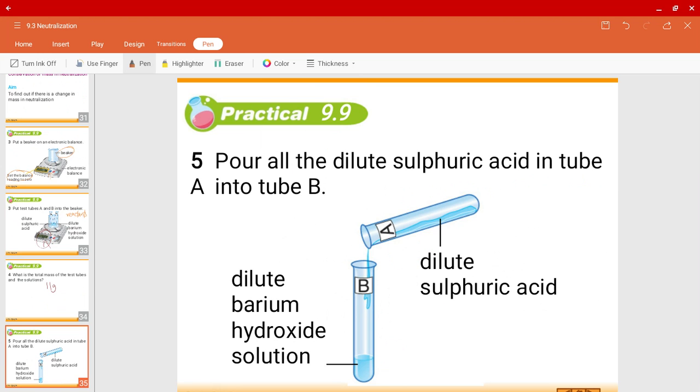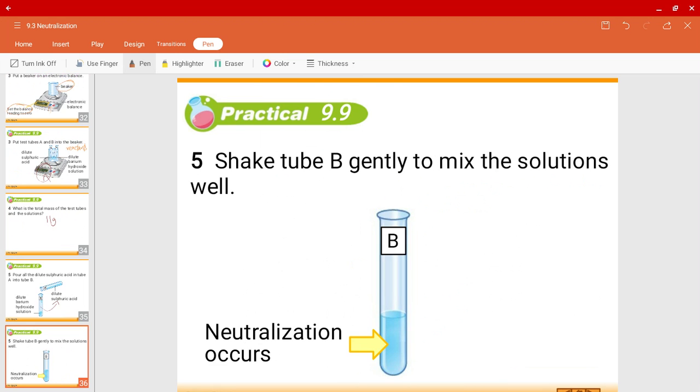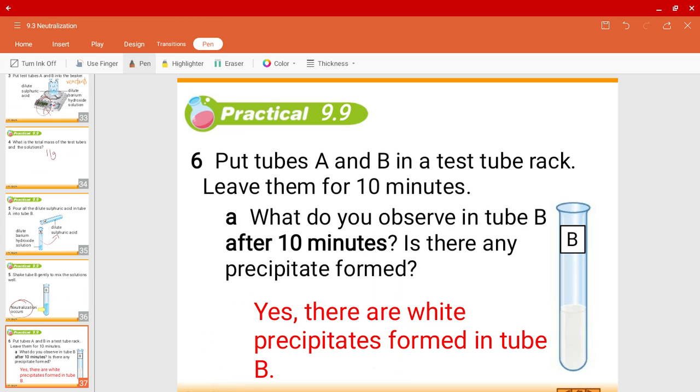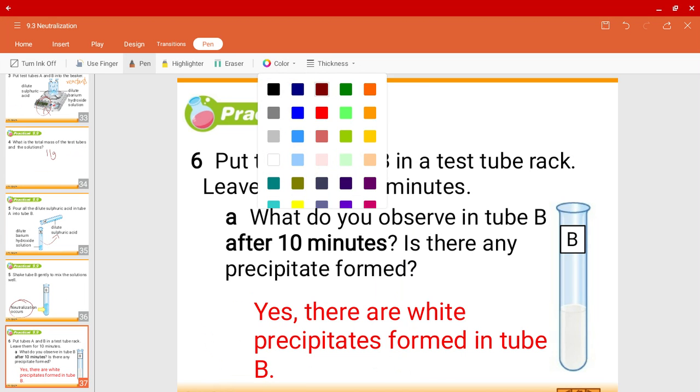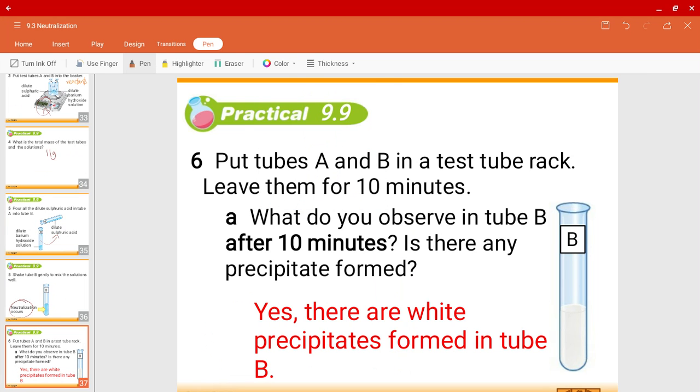Afterwards, what we do is we're going to start the reaction. So you pour the acid into the alkali, or you can do vice versa. You can also pour the alkali into the acid, doesn't matter. Afterwards, you will shake gently, and obviously neutralization would occur. After 10 minutes, so you let the reaction occur, the question now is, is there any precipitate being formed? And the answer is yes, there are white precipitates.